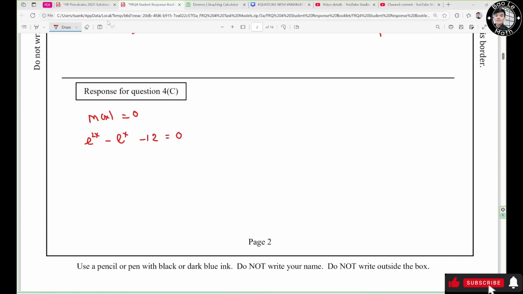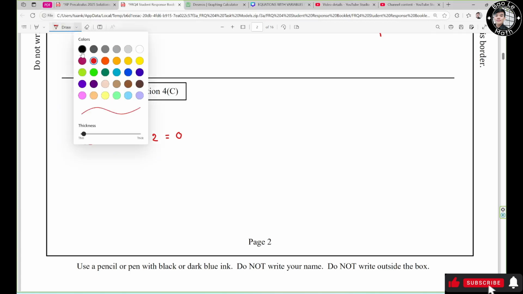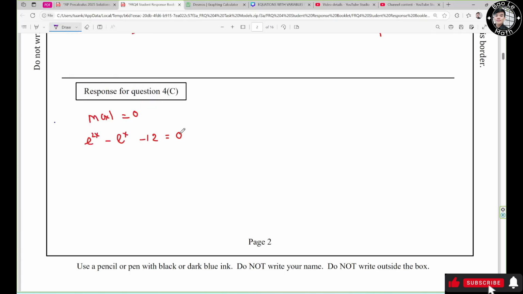In order to solve this one, we're going to use u substitution. So I'm going to let u be e to the s. Now the domain should be u greater than 0 since e to the s is greater than 0. So I substitute u for e to the s into this equation, so I have u squared minus u minus 12 equals 0.